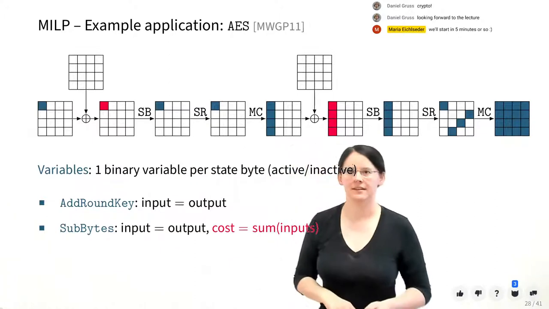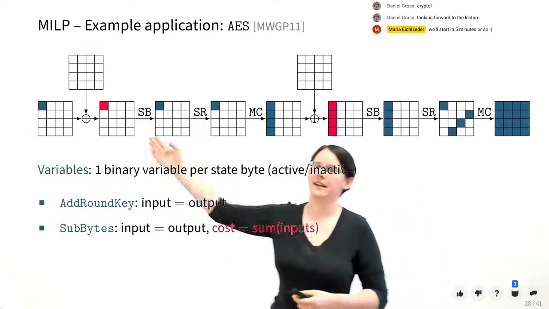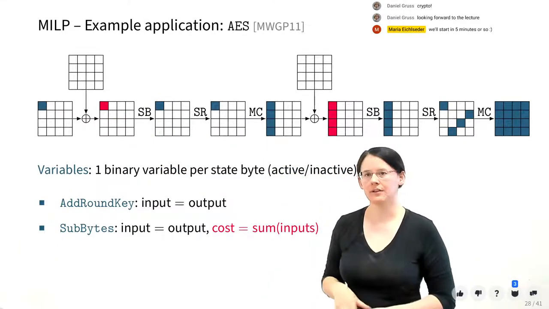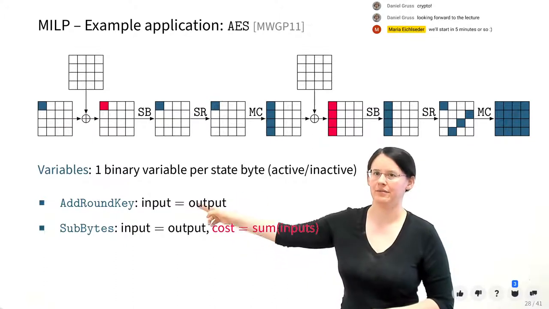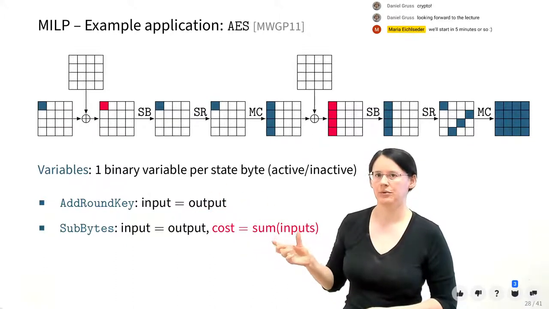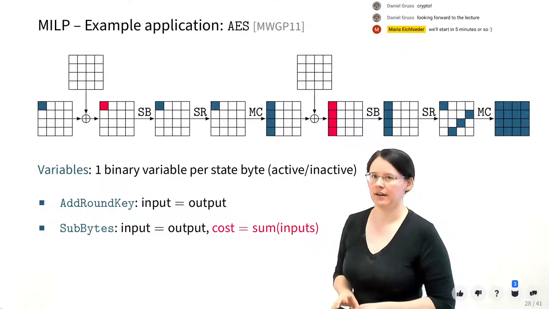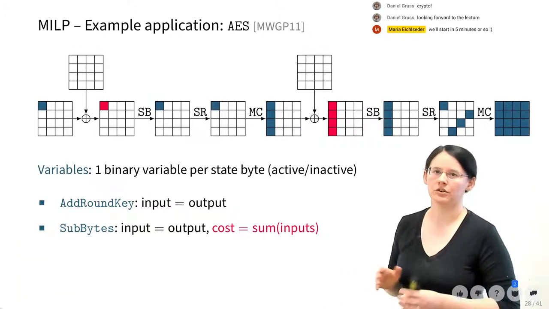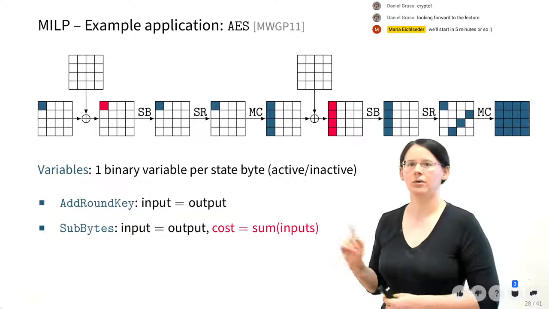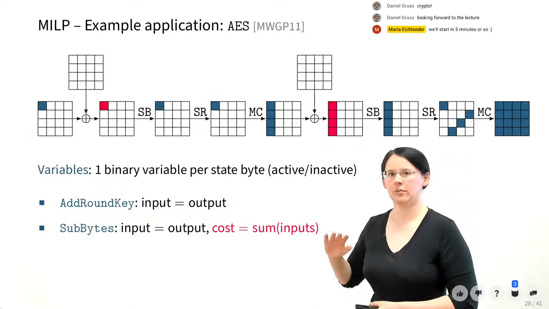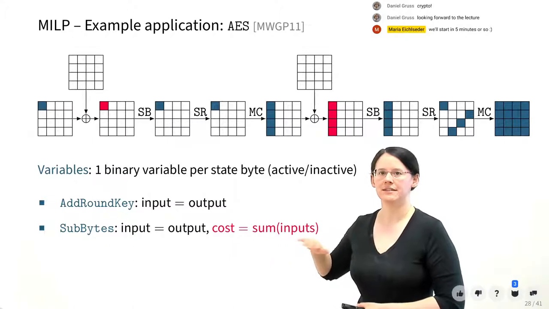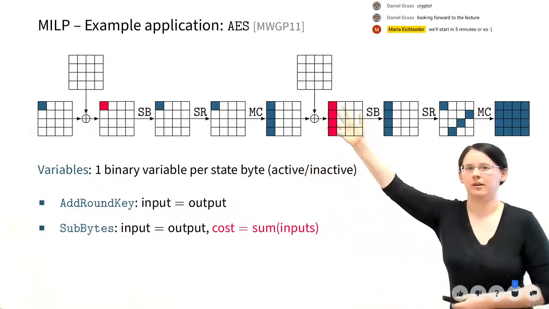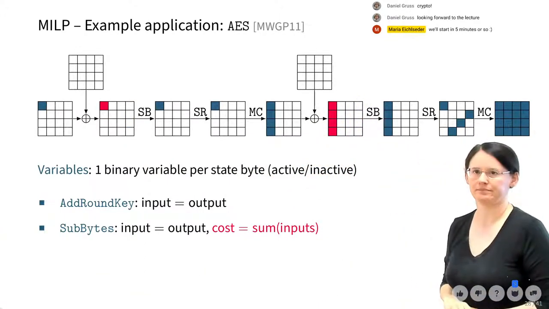Next step, sub-bytes. Well, that's actually the same. Any active input byte will turn into an active S-box output. So in terms of variables, we can actually still use the very same variables as we had at the input. What we do have here is that each active variable contributes something to the cost. Now we can do this cost in different ways. Either we can simply count the number of active S-boxes. In that case, the objective function is going to be: minimize the sum of all S-box variables here plus all S-box variables here plus all variables in each round.